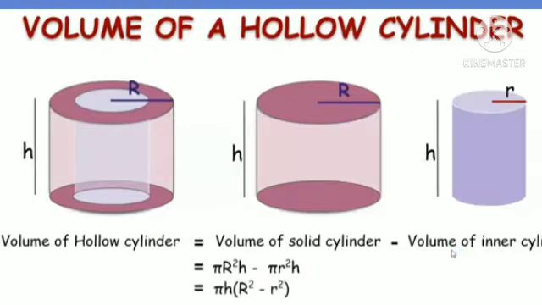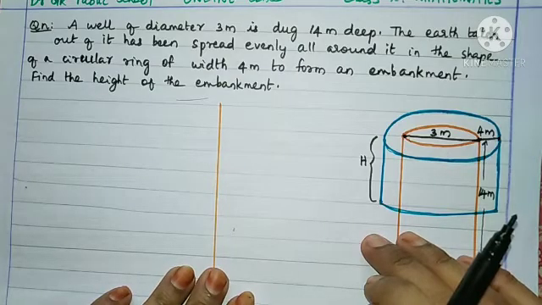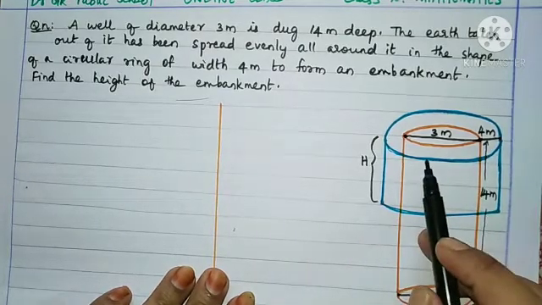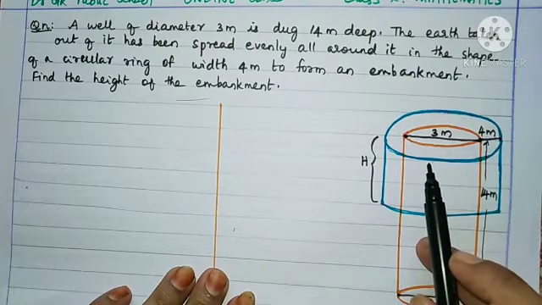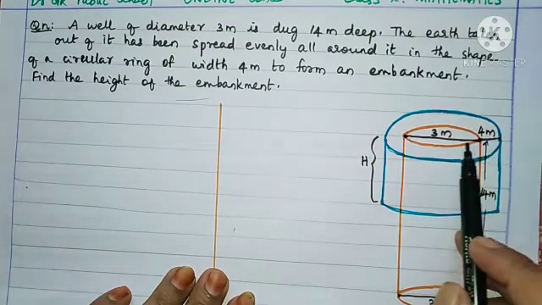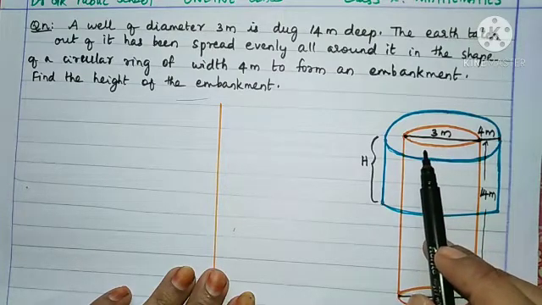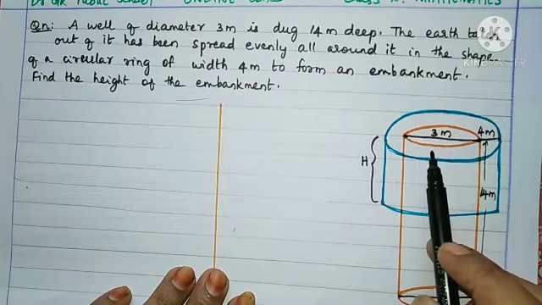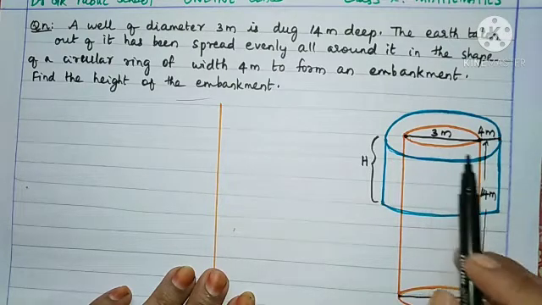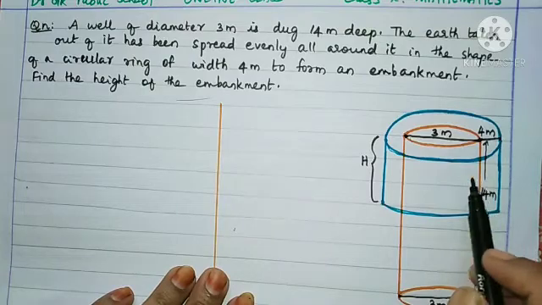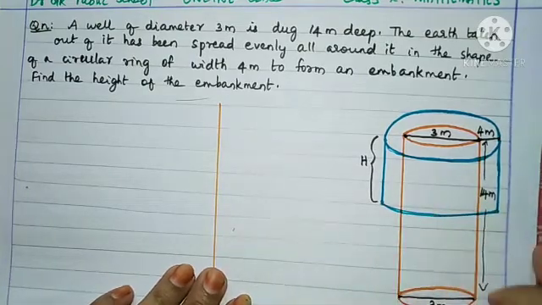Understood? We can also write it as pi h into R square minus r square. Now children, you got what is meant by hollow cylinder? Yes. So in a hollow cylinder, we need to take the outer radius and inner radius, so the formula to find the volume is pi into outer radius R square minus r square into h. Okay. Now let us start your answer.